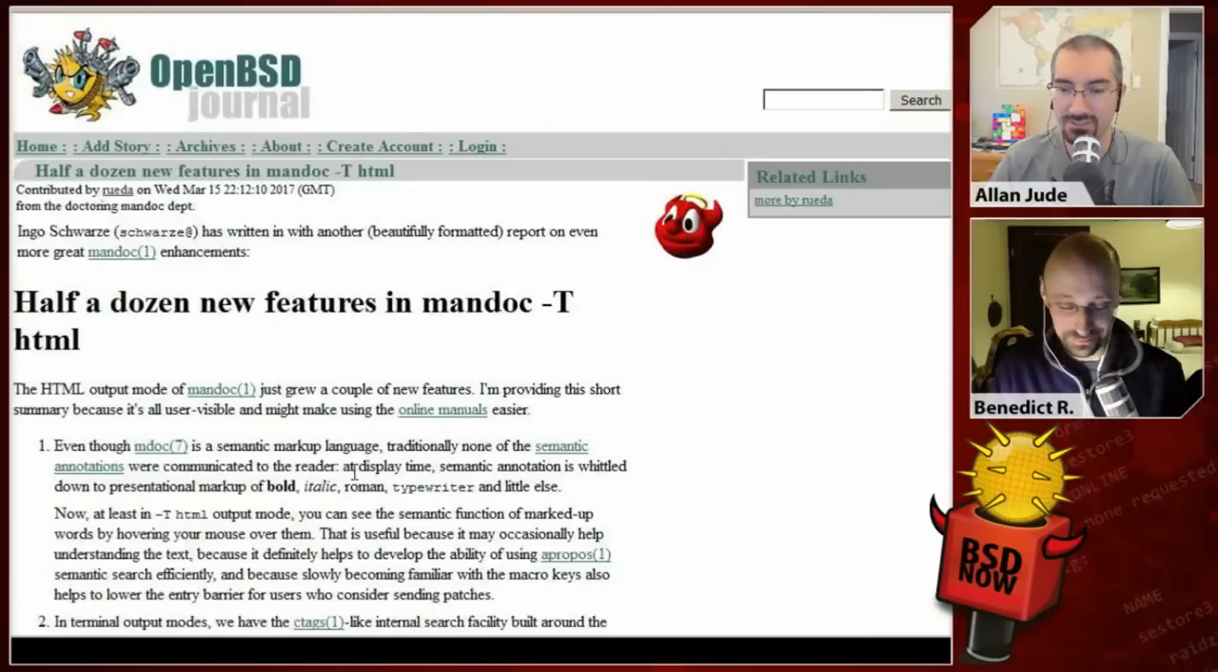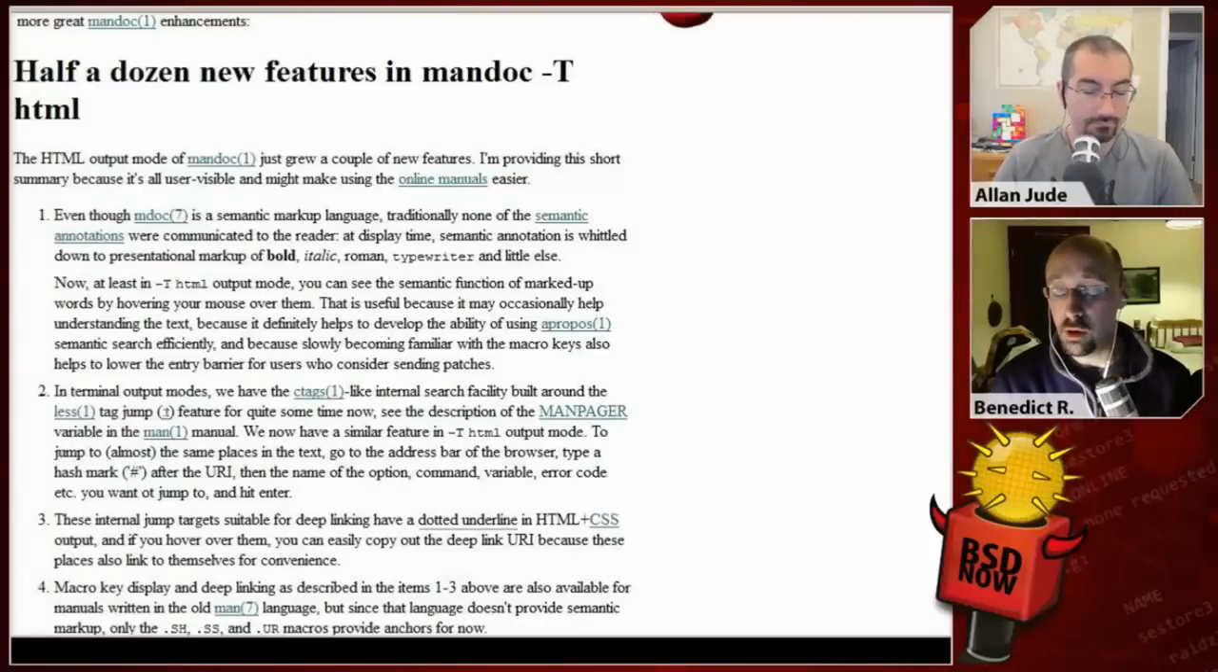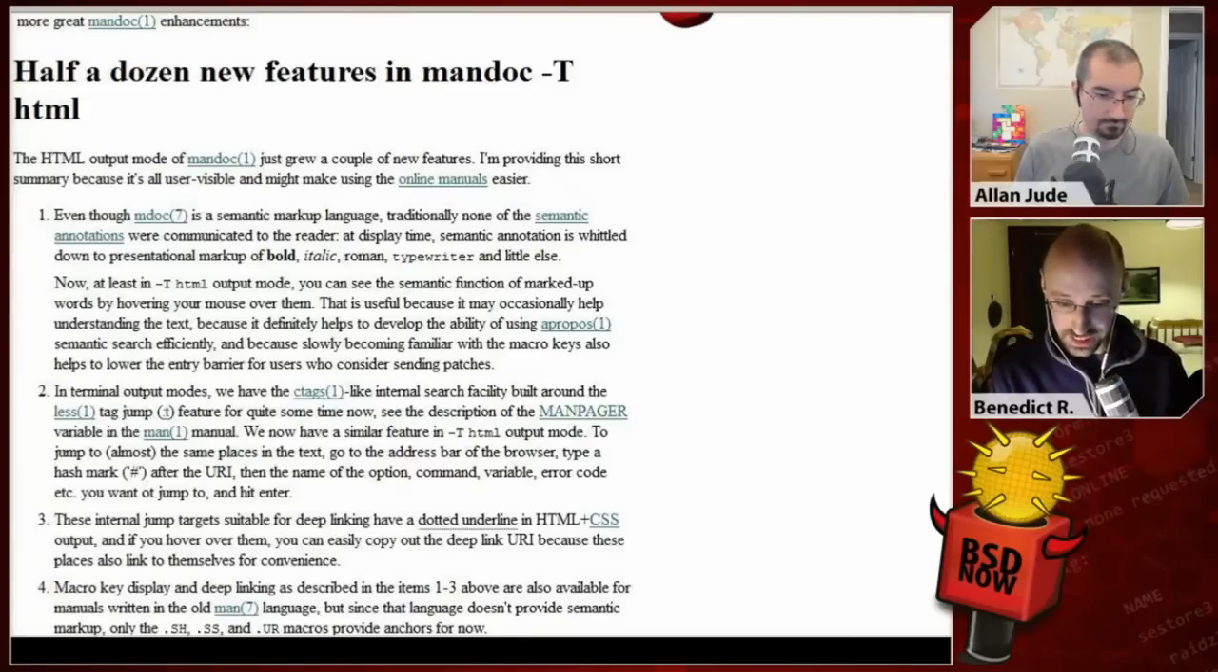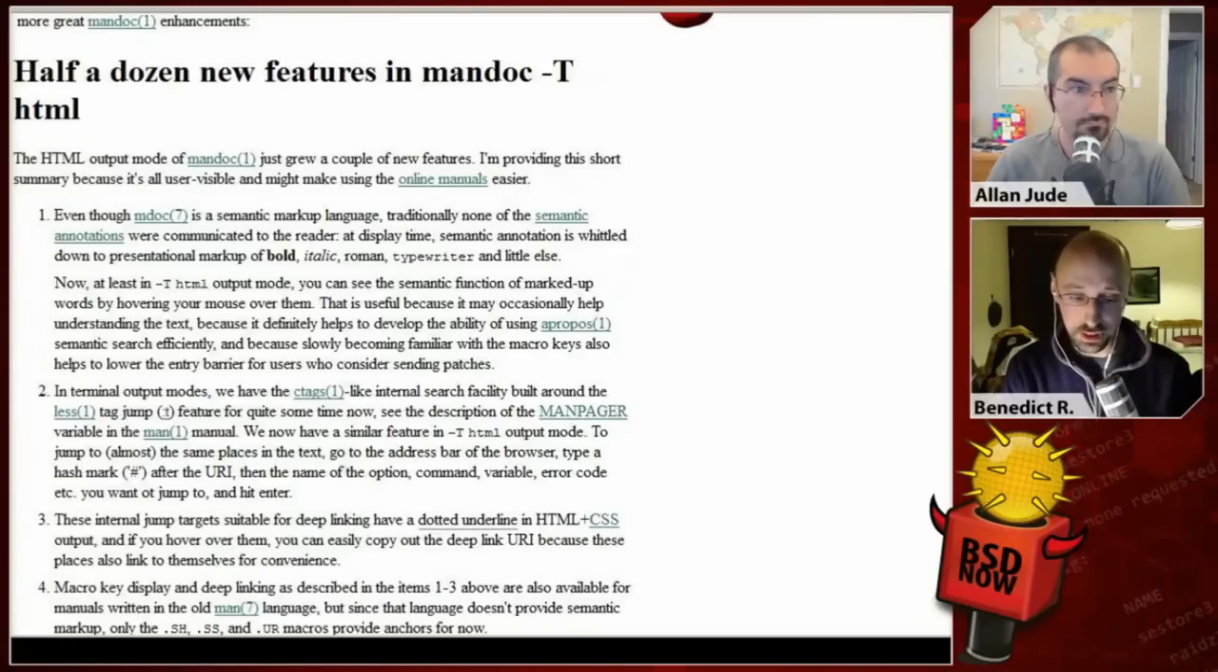So we have first half a dozen new features in Mandoc. Can you tell us a little bit about this? Yeah, so Mandoc is already a nice man page renderer, but it also has an HTML mode. So if you do mandoc -T html, capital T that is, that will switch into HTML output mode. You can see that in the additions that they made, a new feature: you can see the semantic function of the marked up words by hovering your mouse over them, which is kind of nice.